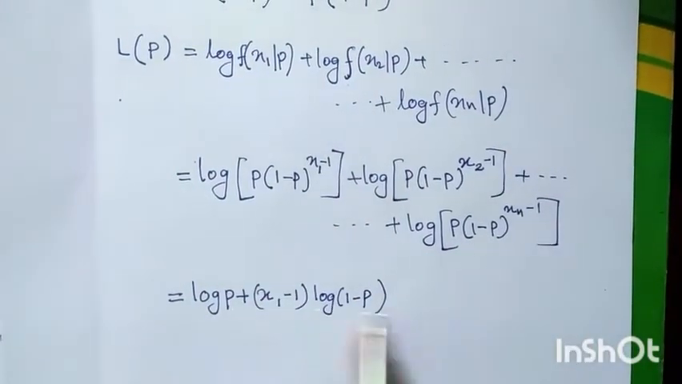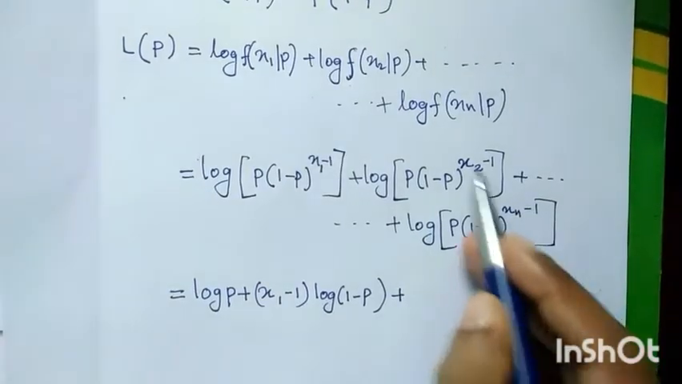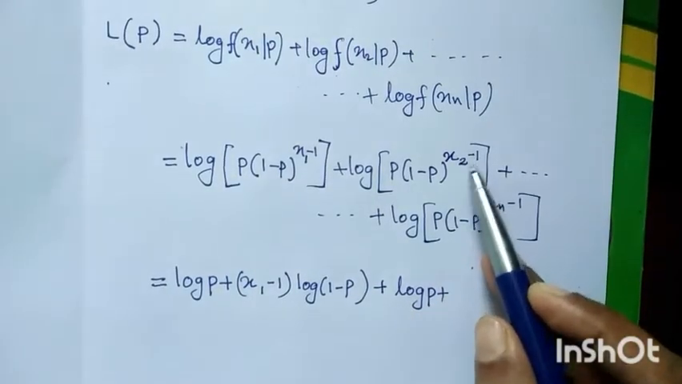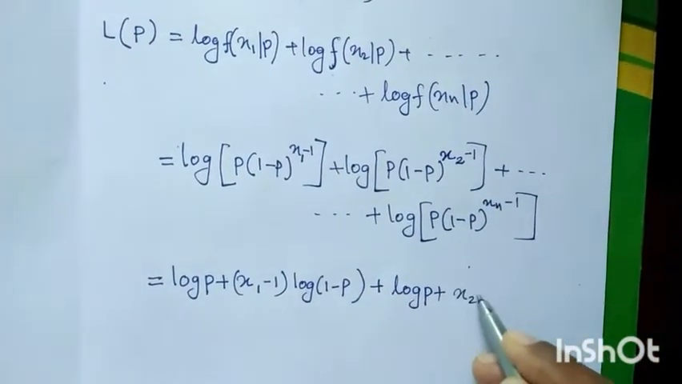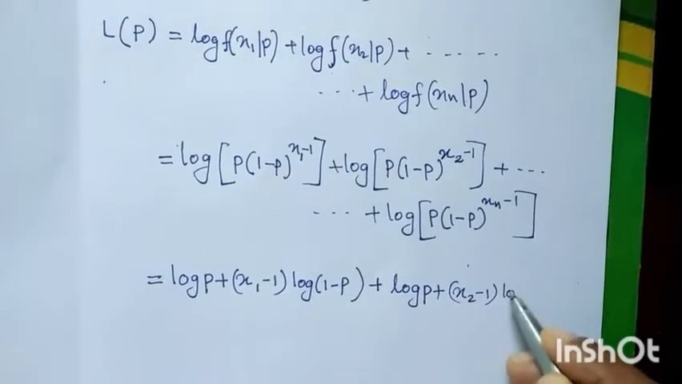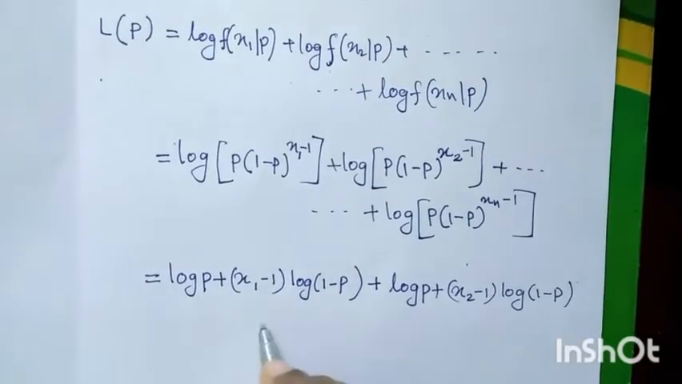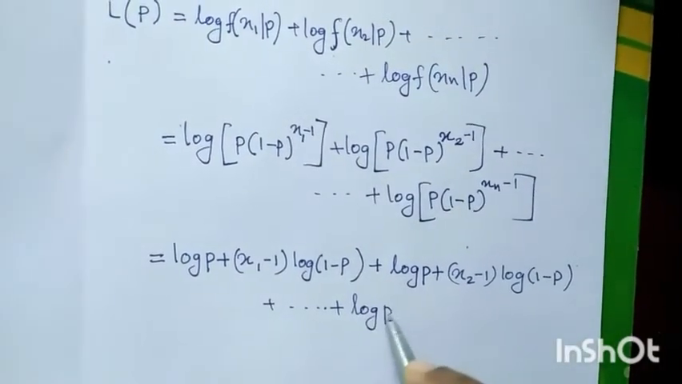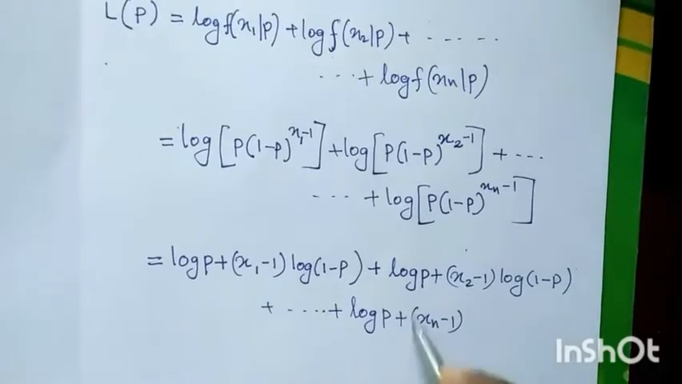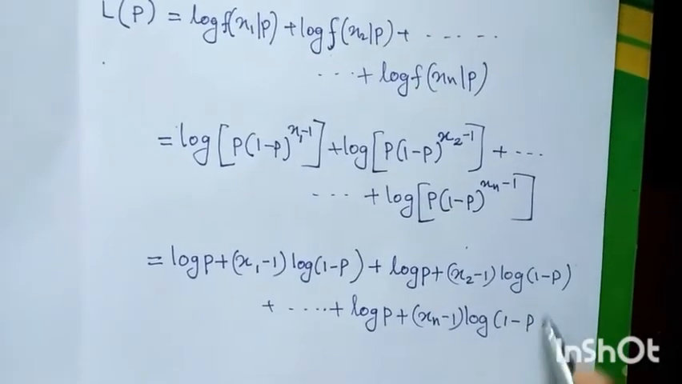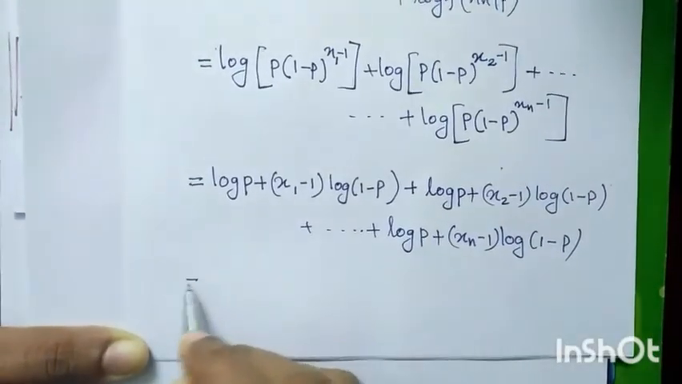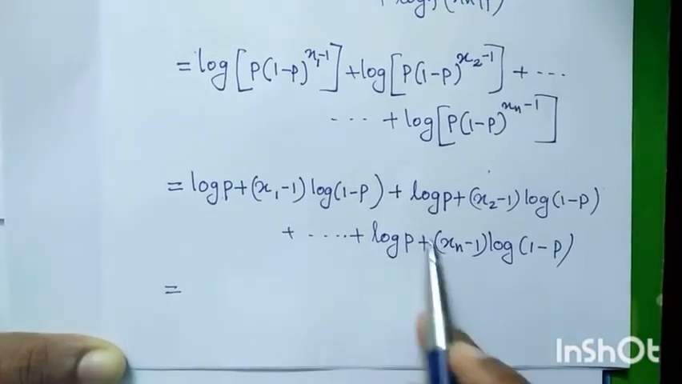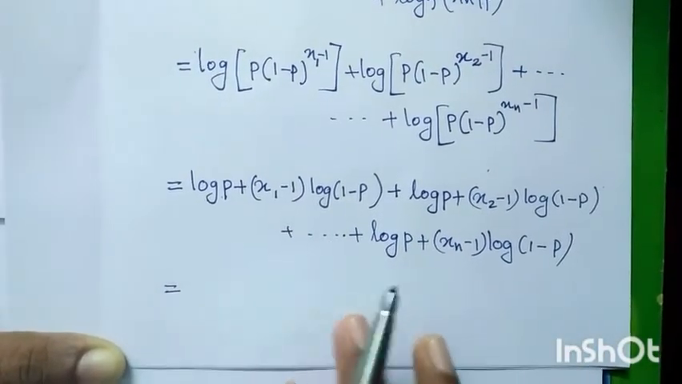This is how I have written this one term. Plus, now this term will be log p plus x2 minus 1 log 1 minus p, plus etc. plus this term will be log p plus xn minus 1 into log 1 minus p. Okay, which is equal to, now log p is here, here also log p, so total n log p's are here.